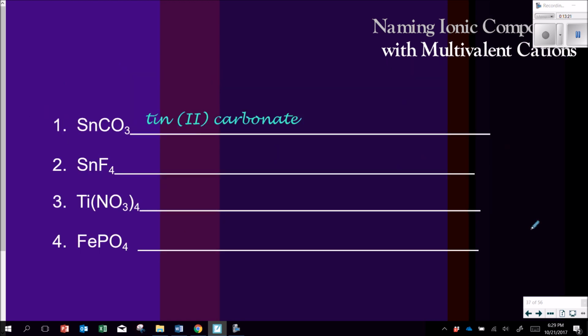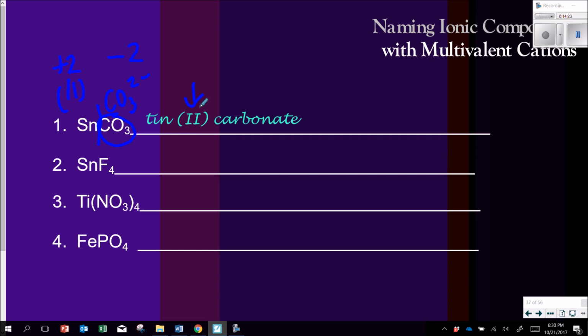Let's practice some more. We have tin carbonate in number 1. How did we figure out that this was a 2? I can separate my cation and anion. I know that carbonate has a charge of -2. And I only have 1 carbonate anion here. So the total charge on the anion side is -2. Therefore, the total charge on the tin side has to be +2 for it to balance out. So my Roman numeral for tin had to be Roman numeral 2, and there it is.